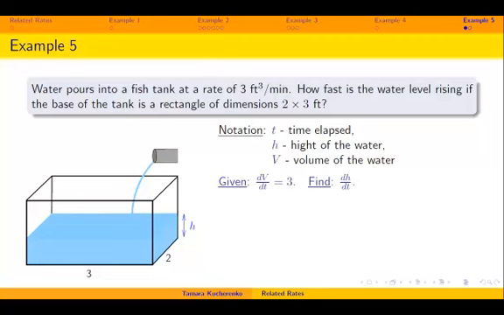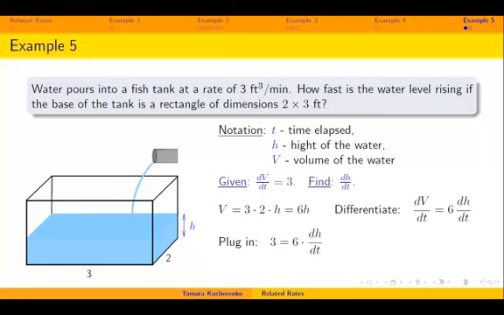The volume equals length times width times height. Therefore, V equals 3 times 2 times h equals 6h. Differentiating this equation with respect to t, we obtain dV dt equals 6 dh dt. We plug in 3 for dV dt. We get 3 equals 6 times dh dt. Now solving for dh dt, we get that the rate at which the water level is rising is 0.5 feet per minute.